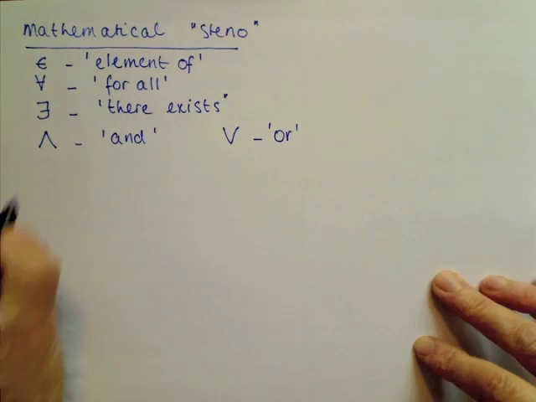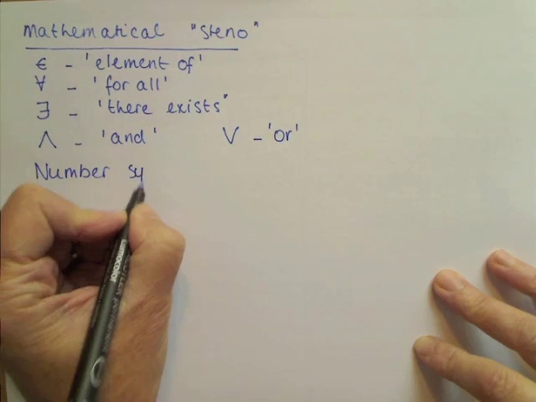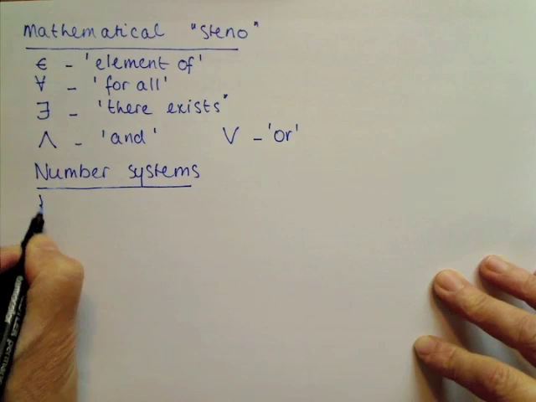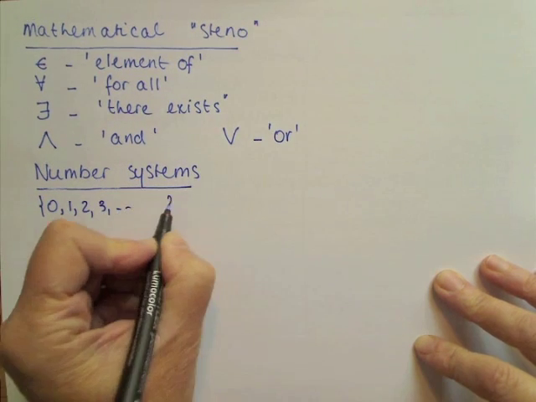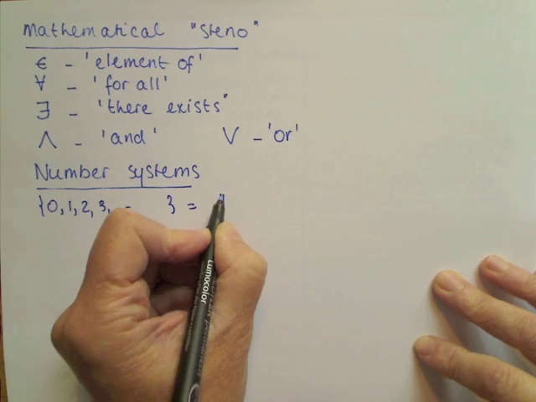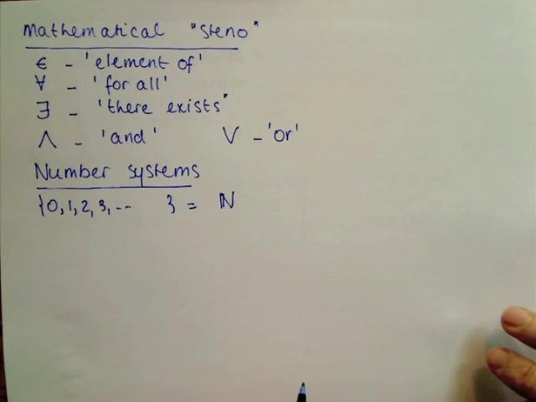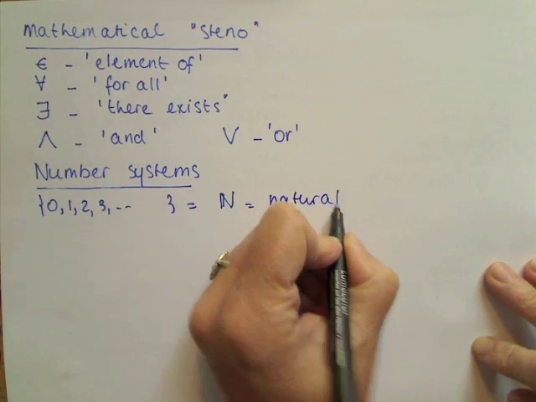So the second topic concerns number systems. Now what is the simplest number system that you can think of? Well, this is just a collection of the numbers 0, 1, 2, 3, etc. We use the notation N for this set, and we call this the natural numbers.